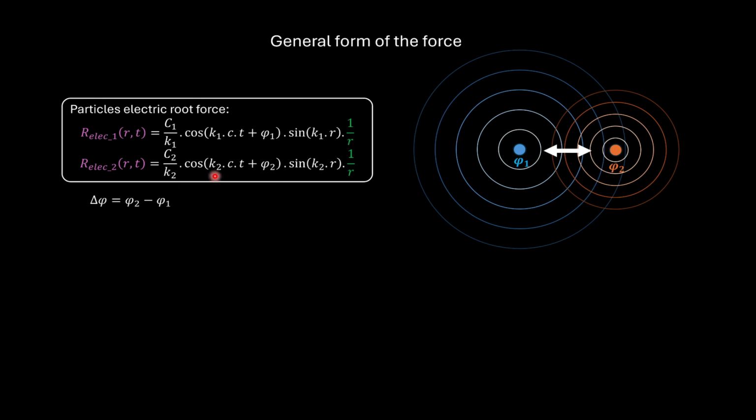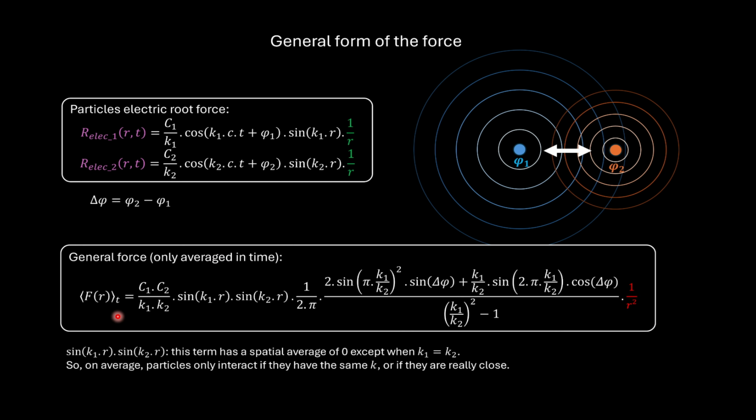Okay, let's go further and find the force if we have two different particles of different masses, meaning different k. The general force averaged in time looks like that, and we can find that the first term has a spatial average of 0, except when k1 equals k2. So on average, particles only interact if they have the same k, or if they are really close.